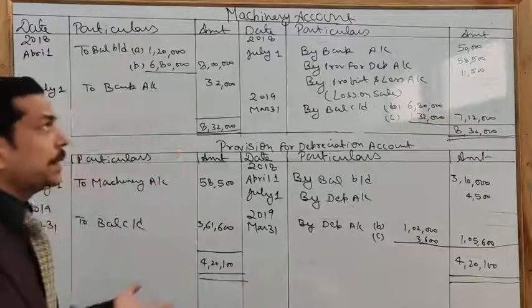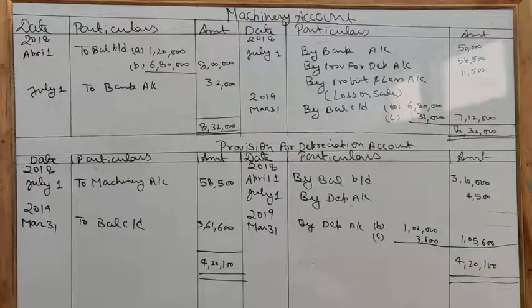In this way, you have to prepare the machinery account and provision for depreciation account, where in working notes you have to make it from the previous data. I hope you have understood this. Solve the numerical. If you have any doubt, then you can let me know.